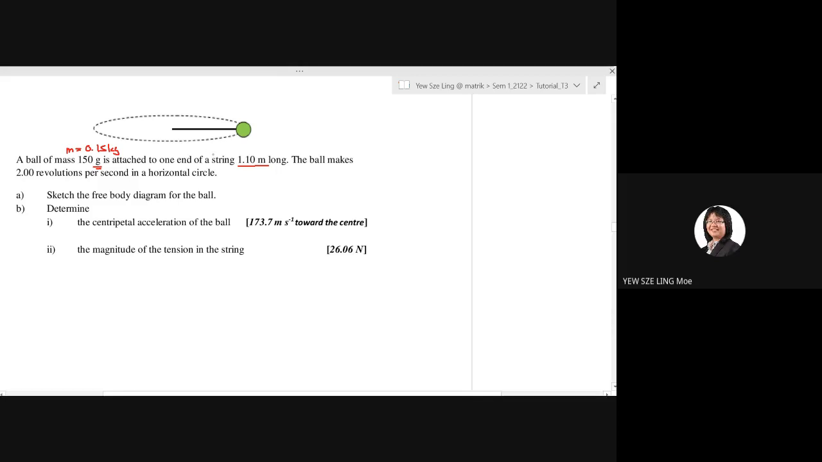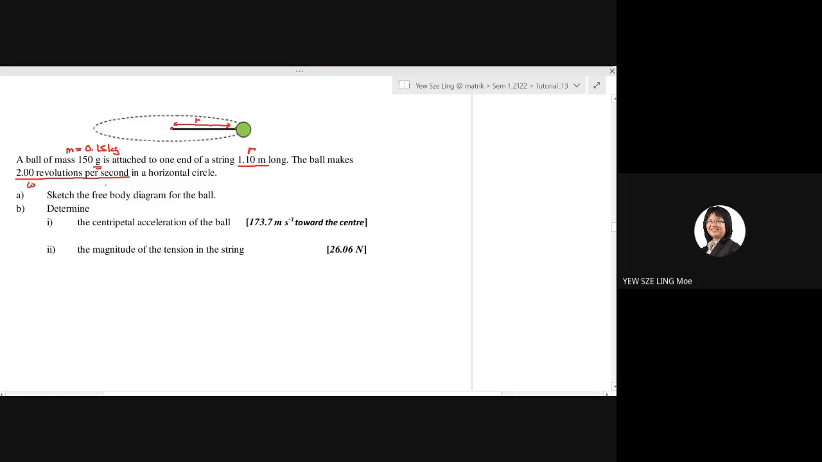Okay, now you have a string of 1.1 meter long. If you look at this circle, the string is actually from the center to the ball, which means in this case, the length of the string represents the radius of the circle. So this is our r. Even though it is the length of the string and the symbol seems to be L, in our diagram it represents the radius of the circle. The ball makes 2 revolutions per second. So what is this? You have revolutions per second.